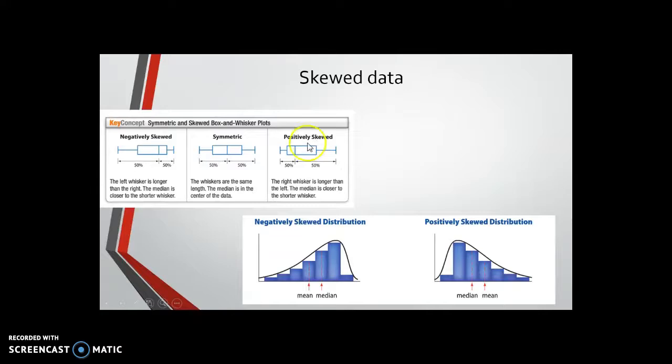All right. So again, this skewed data idea. This is what a box and whisker looks like when it's negatively skewed. Okay. Notice that our median is close to the short whisker. Okay.